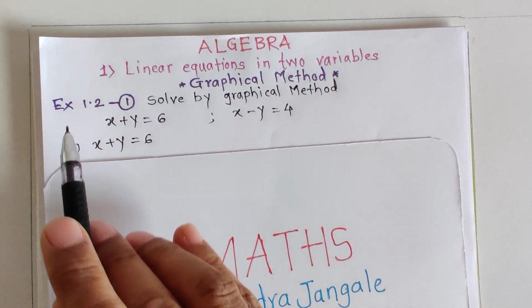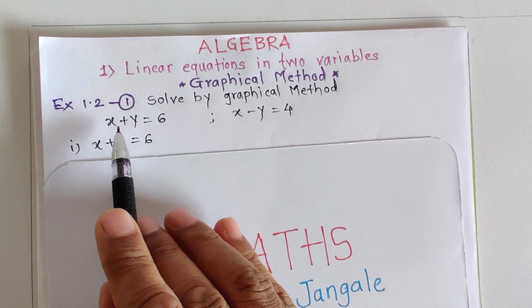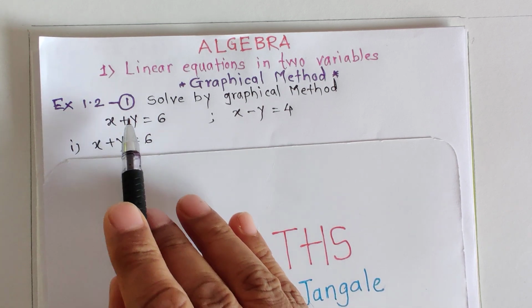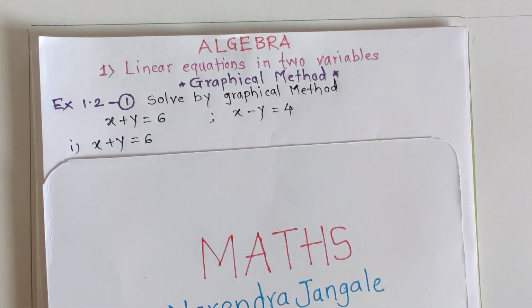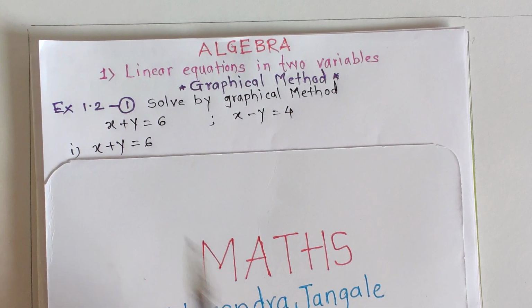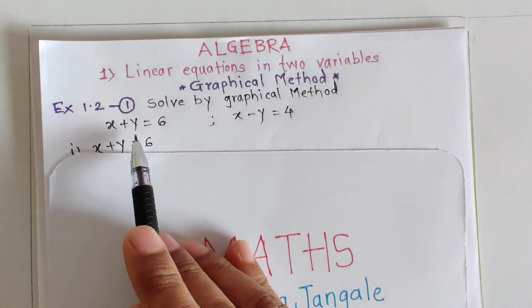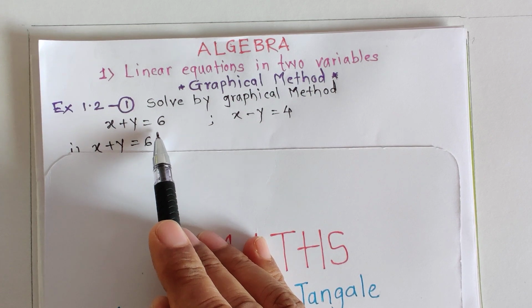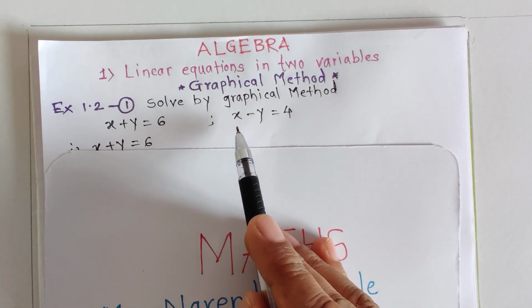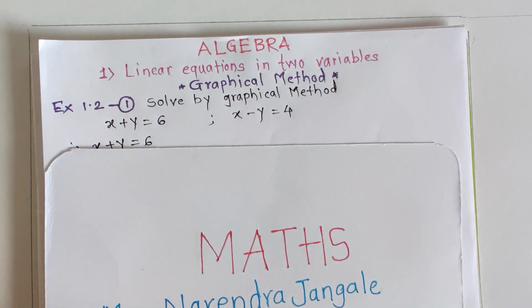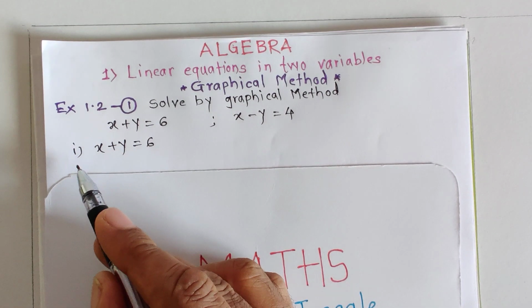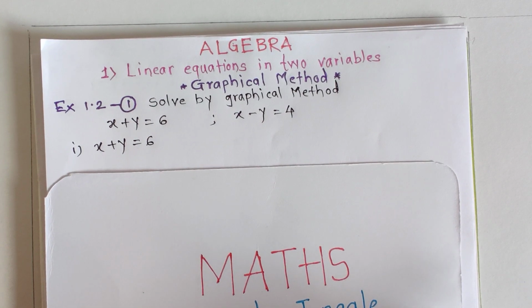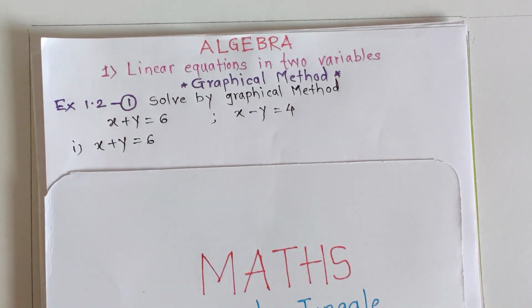So here, this is the first example from exercise 1.2. Solve the following simultaneous equations by graphical method. The question will be like this. The equations are x plus y is equal to 6 and x minus y is equal to 4. Now, our first equation is x plus y is equal to 6.